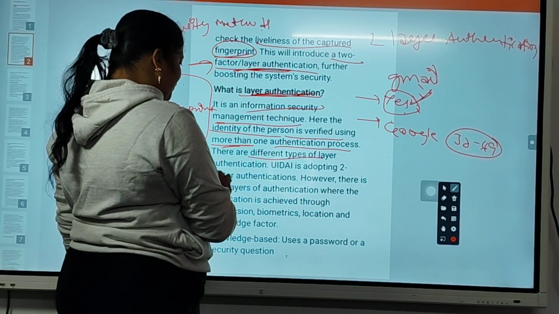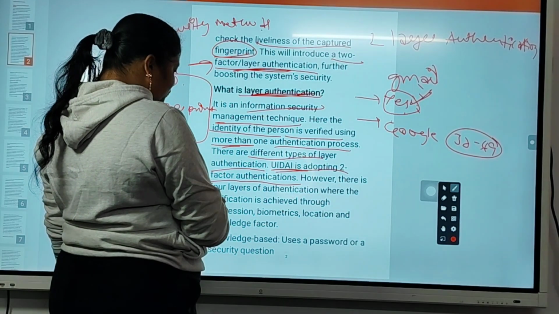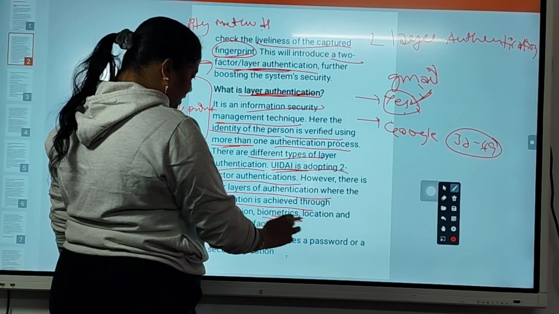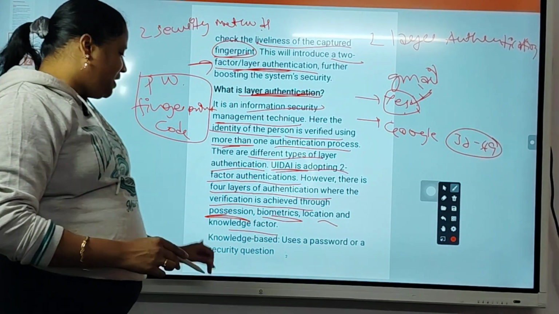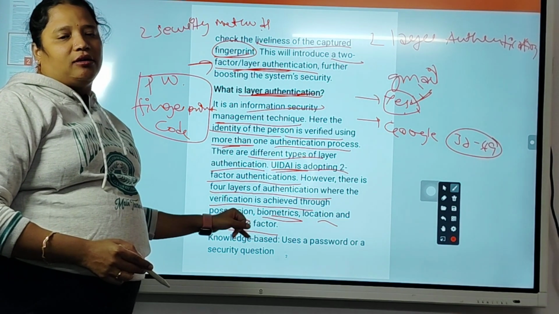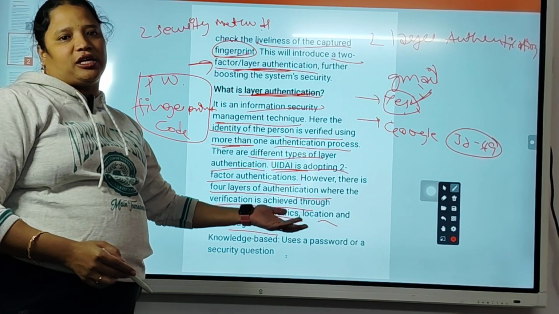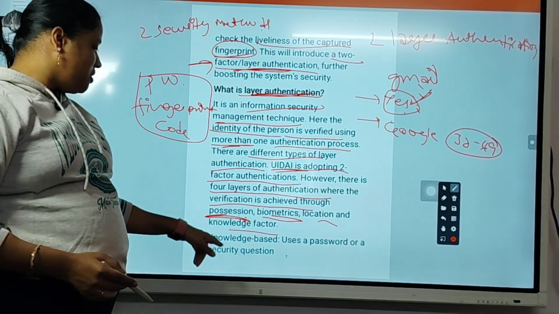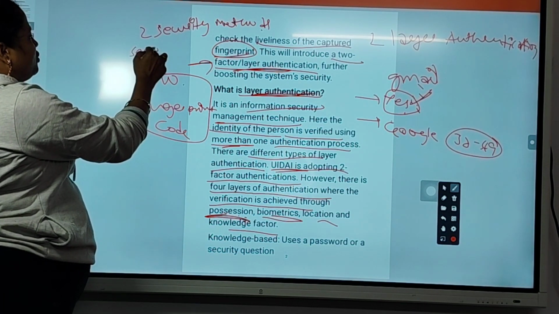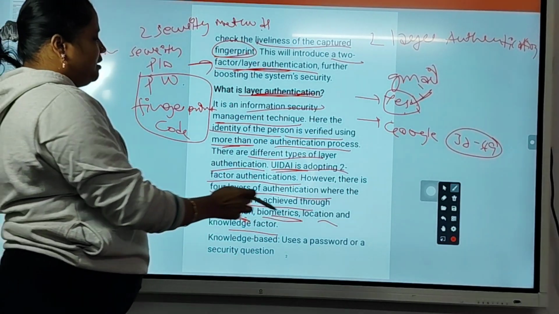There are different types of layer authentication. UIDAI is adopting two-factor authentication. However, there is also 4-layer authentication where verification is achieved through possession, biometric, location and knowledge factors. A PIN will be there, like a mobile PIN, fingerprint authentication will be there, and location will be there. Like that, 4-way authentication exists in some systems. Knowledge-based authentication uses a password or security question.